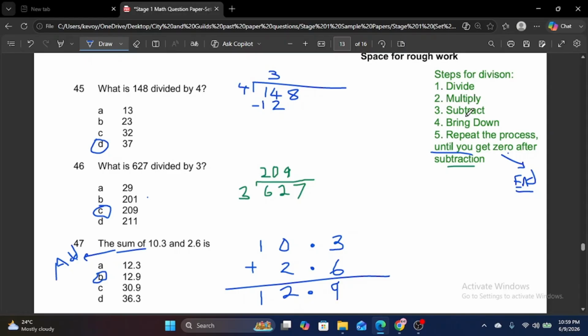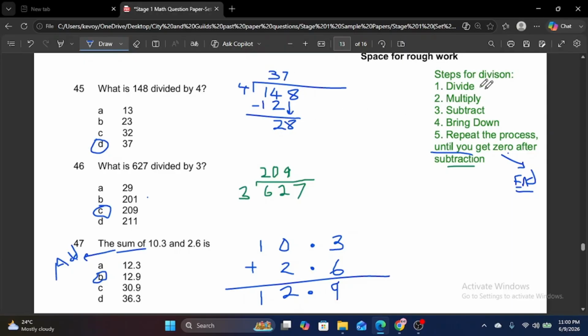Subtract afterwards, that's the third step, and you will have a remainder of 2. After you subtract, you're gonna bring down. So we bring down that 8 right there, and now we have 48. So how many times can 4 go into 48? That's gonna be 7 times. Because after we bring down, we repeat the steps.